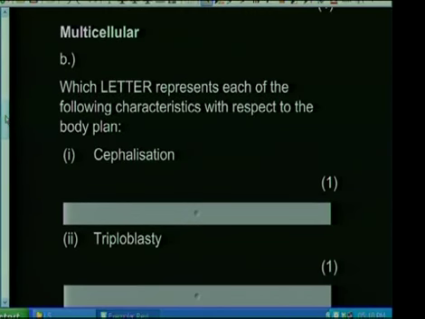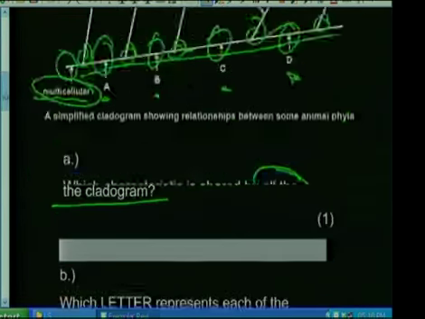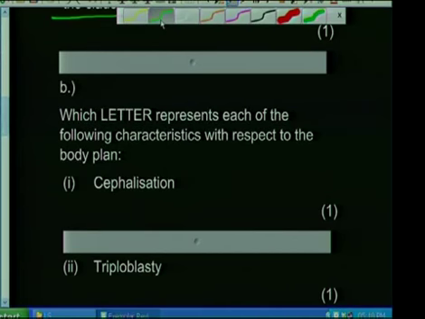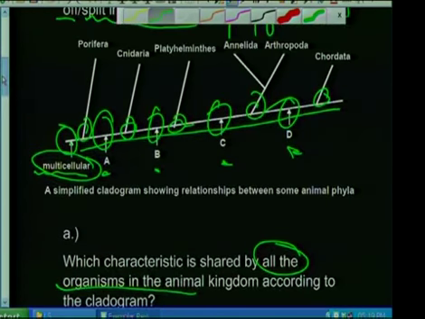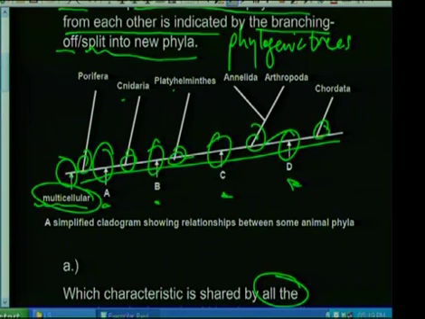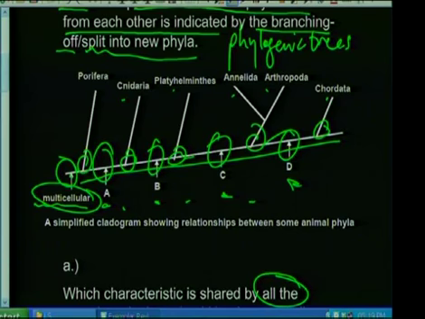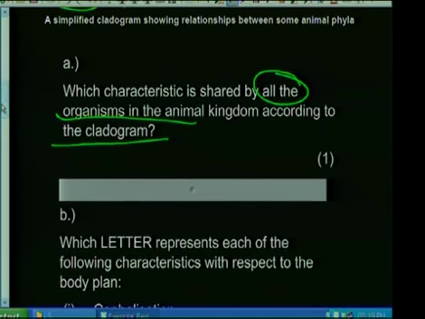Which letter represents each of the following characteristics with respect to body plan? In other words, we're looking at the body plans and we want to know which letter, A to D, can only be A, B, C or D, represents each of these things. And you obviously needed to know your work in terms of these phyla. These phyla displayed to you different characteristics because that information is not readily available on this particular cladogram. You needed to know your work, so the knowledge is being tested here.